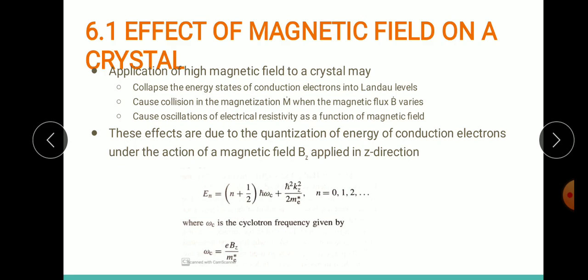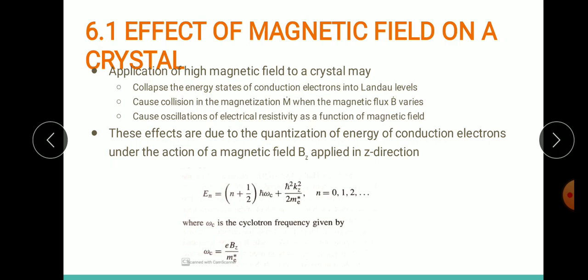We may also get oscillation of electrical resistivity as a function of magnetic field. So the oscillation may be in terms of the electrical resistivity, or it may also be in terms of the magnetization. So we have two types of oscillation, and another possibility is the collapse of the energy states. So whenever a crystal faces a magnetic field, any of these three effects may happen, and we shall see all these three effects in detail.